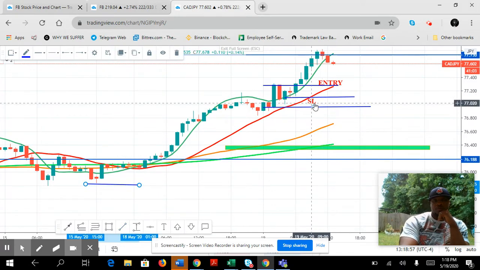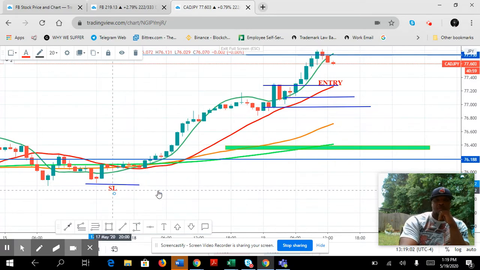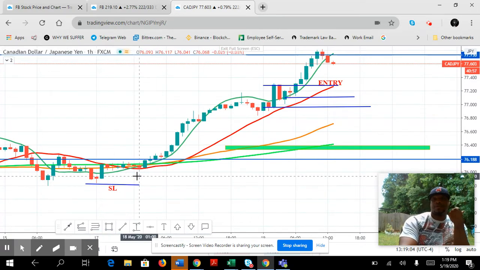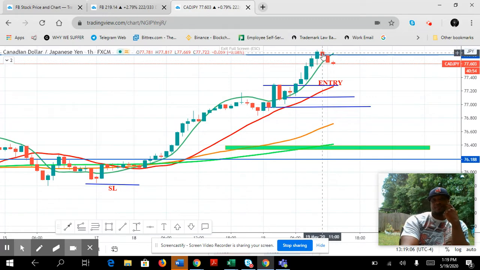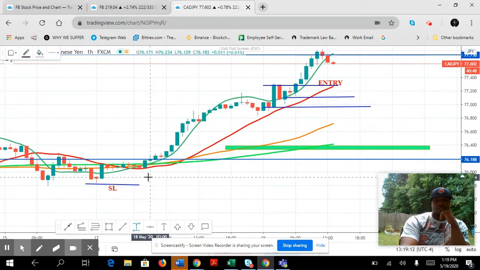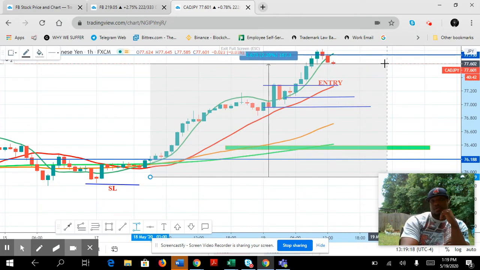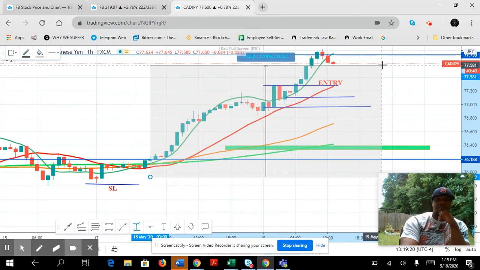Did your stop loss get hit? No, you're still in the trade. You can get out right now if you want. But look what happened. You're in it right here at that level. If you get out now, that's 167 pips. Don't make it difficult.